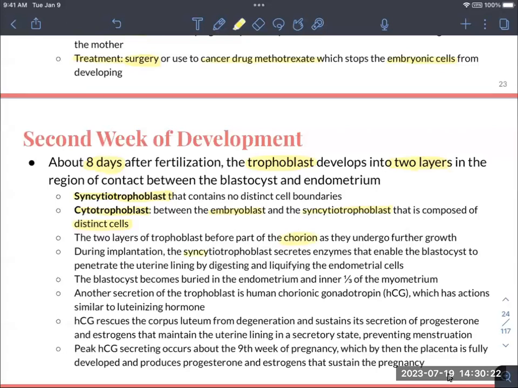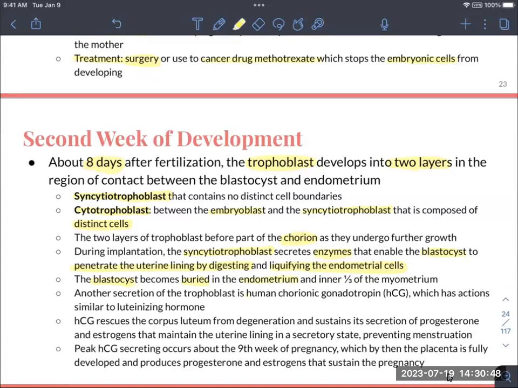That syncytiotrophoblast is going to secrete enzymes, and it allows that blastocyst to penetrate the uterine lining because it's going to liquefy part of those cells. That's what allows this blastocyst to bury itself in that endometrium.